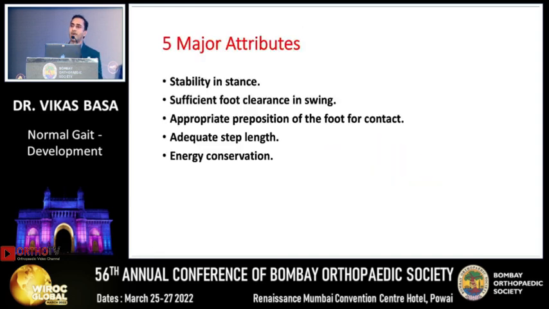These are the 5 major attributes of a normal gait: stability in stance, which maintains the balance and prevents falls; sufficient foot clearance in swing; appropriate preposition of the foot for contact; adequate step length; and energy conservation. Our gait is called normal when it has all these major attributes.